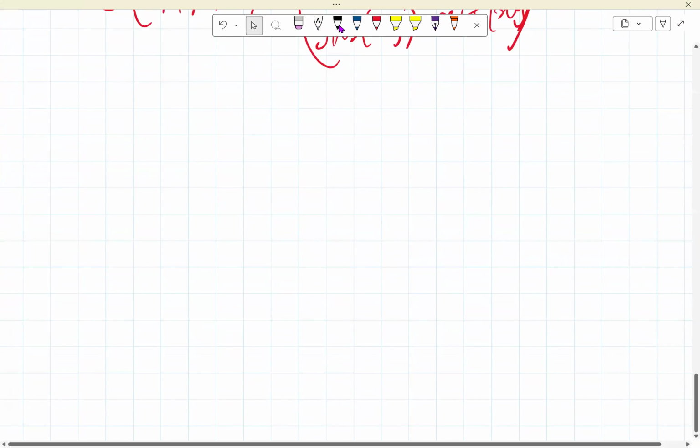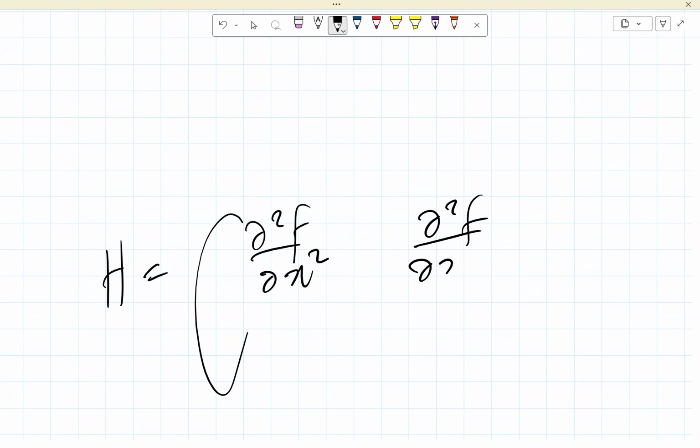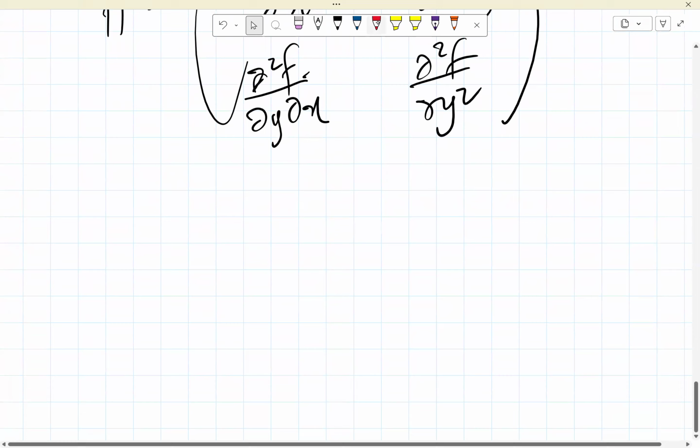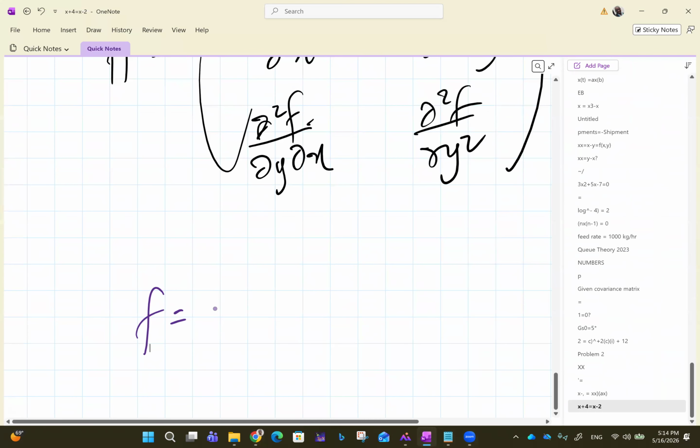The Hessian matrix is partial squared f partial x squared, partial squared f partial x partial y, then partial squared f partial y partial x, and these two are usually the same, then partial squared f partial y squared. That's what the Hessian matrix is. In that case, the function we have is x cubed plus xy plus y squared.